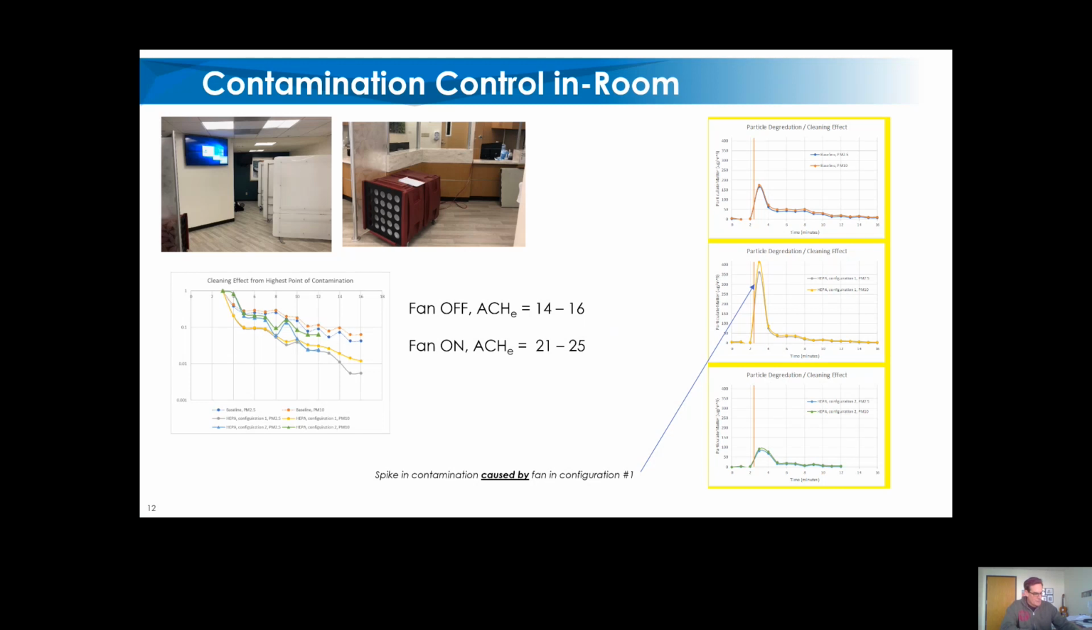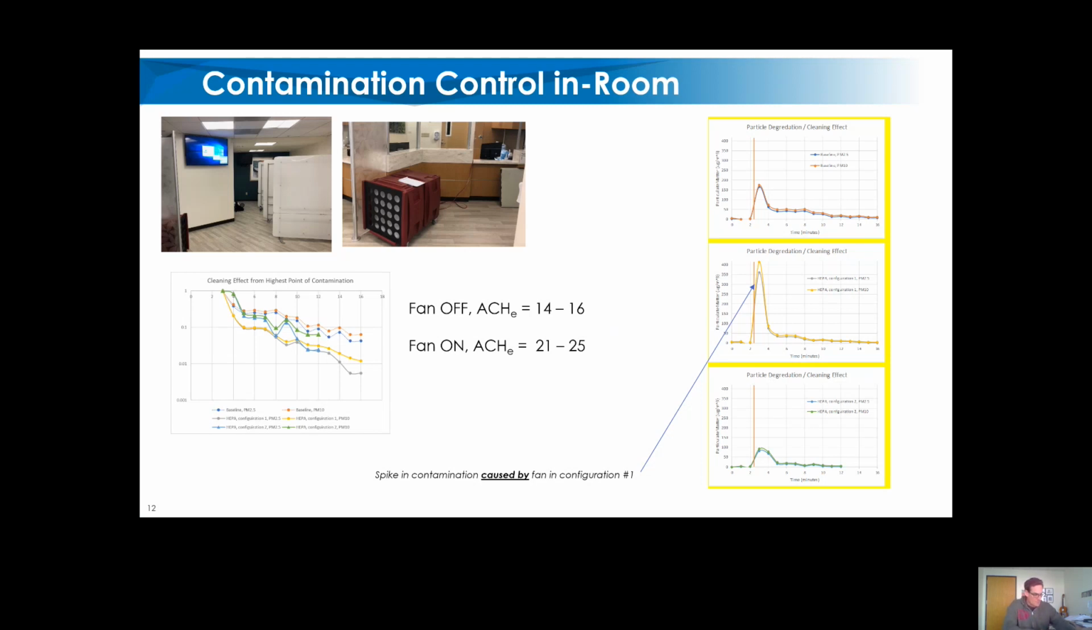This is a COVID screening station. They've added some portable HEPAs ducted out of the rooms. We did tests with the fan off and then the fan on. The contaminant was hairspray. Removal was between 14 and up to 25 air changes, but I want you to particularly look at that first test and the spike in total contaminant. What happened there was the direction of the air was dragging contaminants from one station to the next and actually making it worse. So we had to reposition the unit.